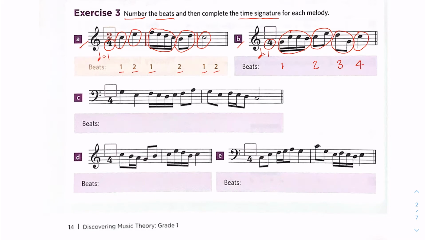There is only 1 bar in question B, and there are 4 beats in this bar, so the time signature would be 4 4 time. 4 crotchet beats in every bar.